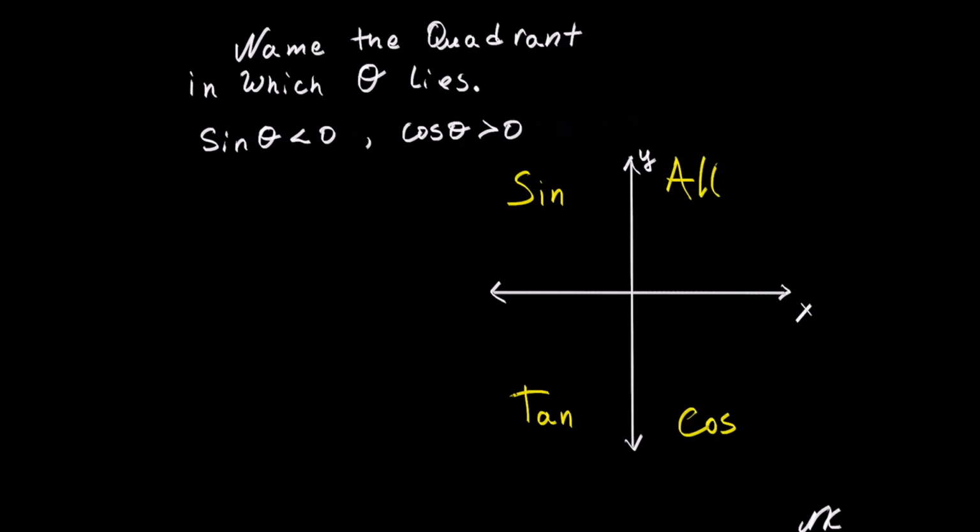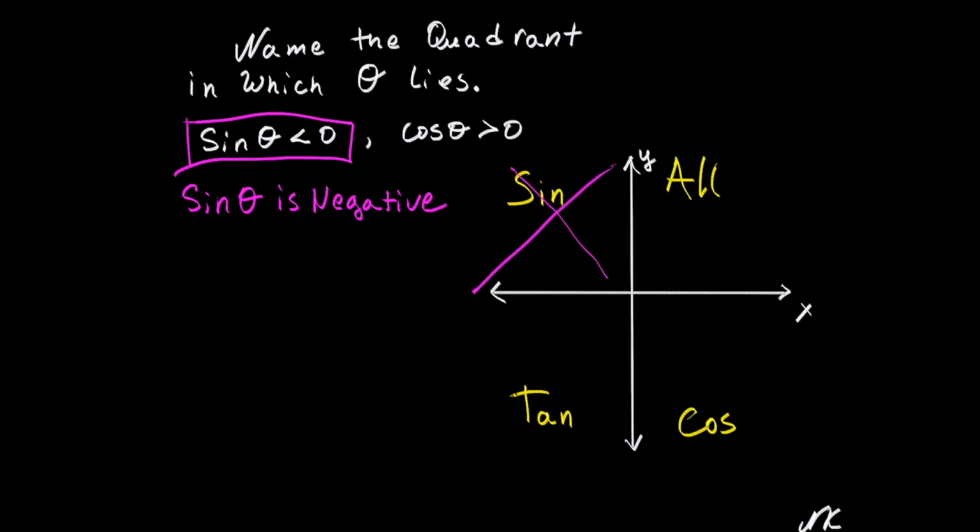the fourth quadrant. So the first clue is that sine of theta is less than 0, which means sine of theta is negative. Right away we know that theta cannot be in the second quadrant because sine and its reciprocal is positive there. And it cannot be in the first quadrant because all trigonometric functions are positive in this quadrant.